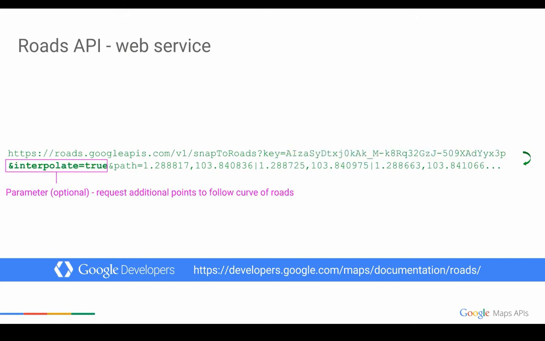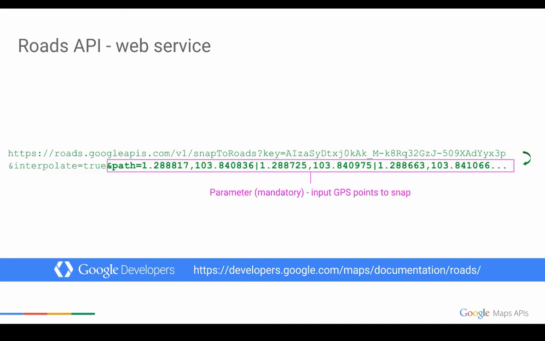Next, we can see the Snap to Roads interpolate parameter, which is set to true. This is followed by the original GPS points. Up to 100 GPS points, or latitude and longitude pairs, can be sent in a single request to the Roads API.